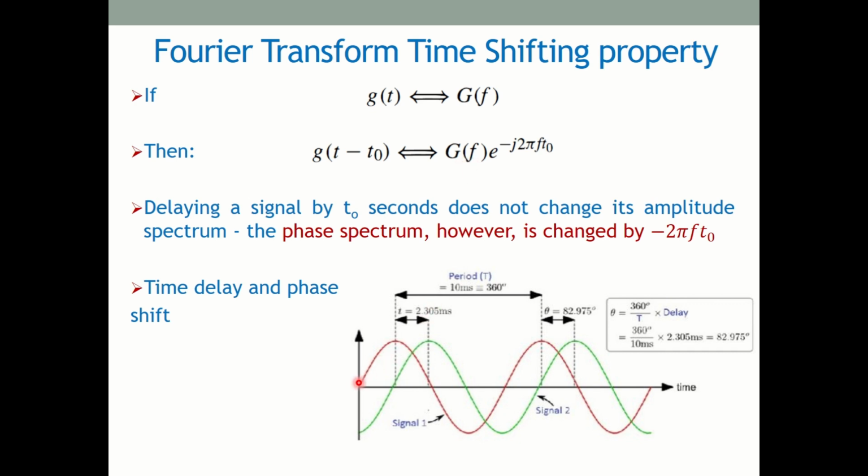So here we have an example. This red plot is the unshifted version. Delay means that we have t minus t naught, let's say we have delayed it, and the delayed version is shown as the green plot. So there is a delay of, let's say, 2.305 millisecond, which means that if we, for example, observe the phase at this point, the phase of this term, the green and red one, at any instant of time t is now changed. So delay in time shows a phase difference in the frequency domain. This can be visualized as well from this plot.